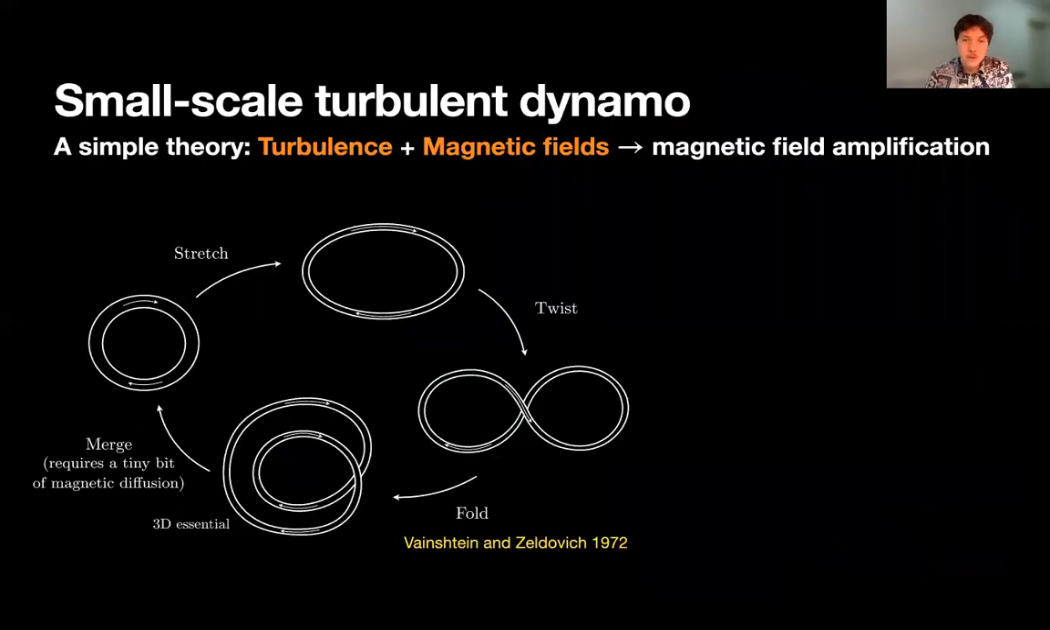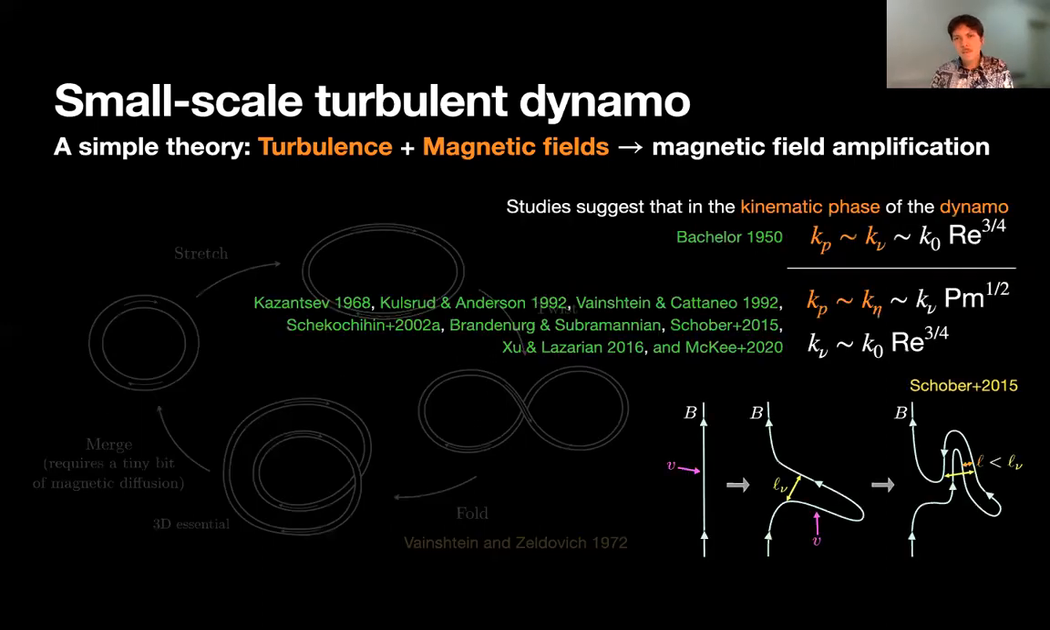Now, a plausible theory that explains how magnetic fields are able to amplify is the small-scale turbulent dynamo. Specifically, the stretch-twist-fold model proposed by Weinstein and Zeldovich explains how magnetic fields are able to amplify in a very simple turbulent environment. Theories predict very precisely, using this sort of framework, where magnetic fields become most concentrated.